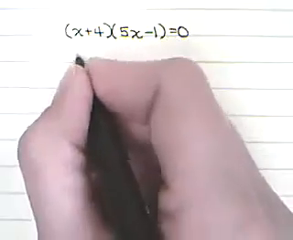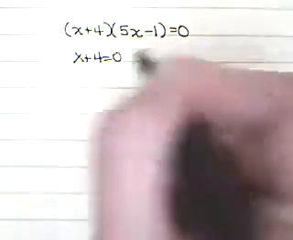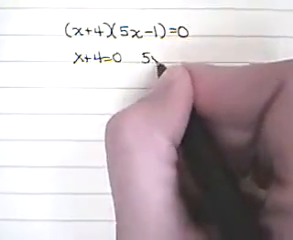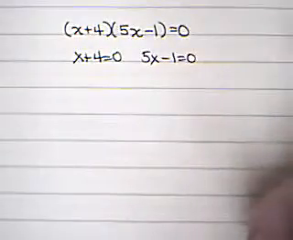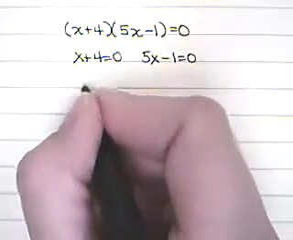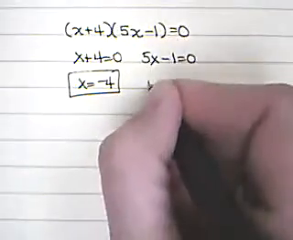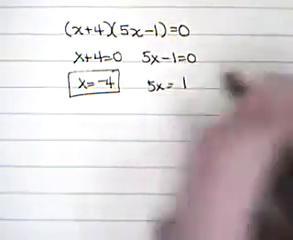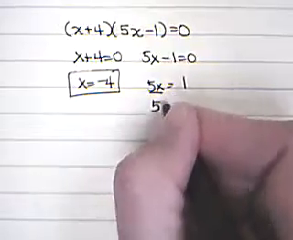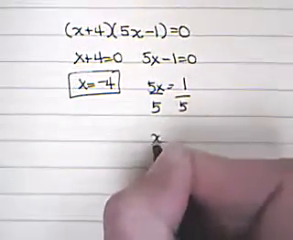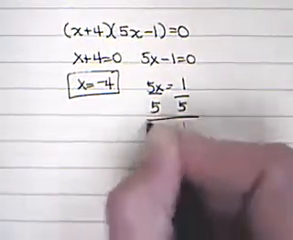But in this case right here, I can go ahead and say my first factor is set equal to 0, my second factor is equal to 0. So in this case right here, subtract 4 from both sides, so x equals negative 4. This case, add the 1 to both sides, becomes positive 1 right there, divide both sides by 5, and you have x equals positive 1/5.